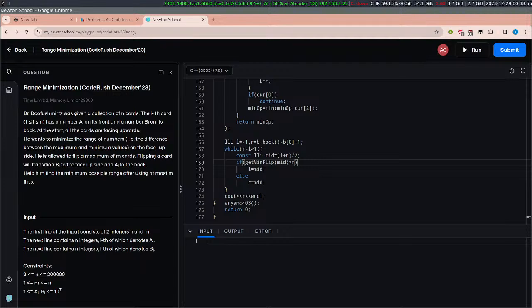Probably this can be the hint, and you will have to try to figure out all the details over here.